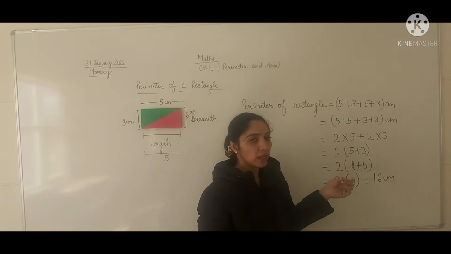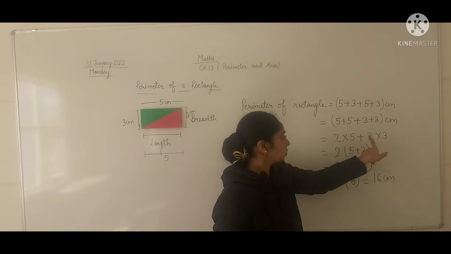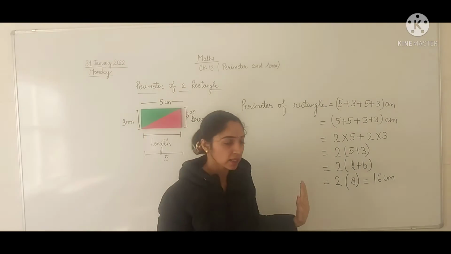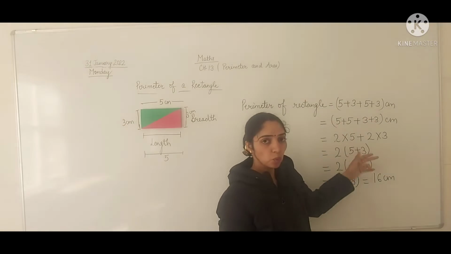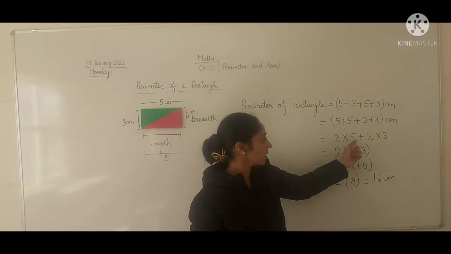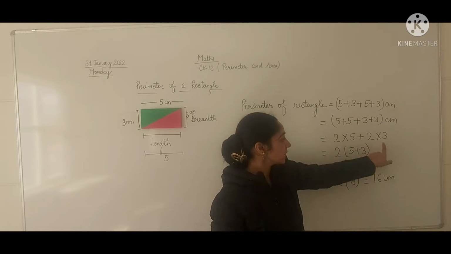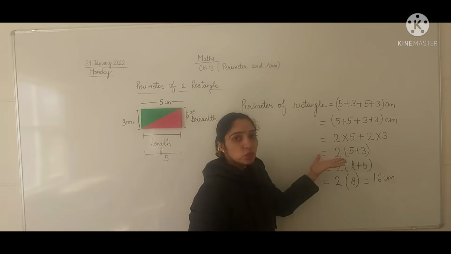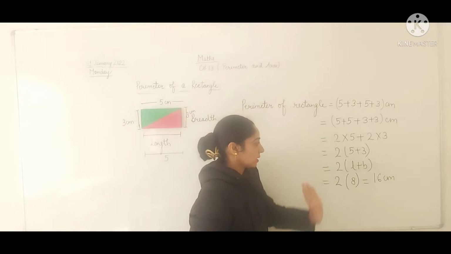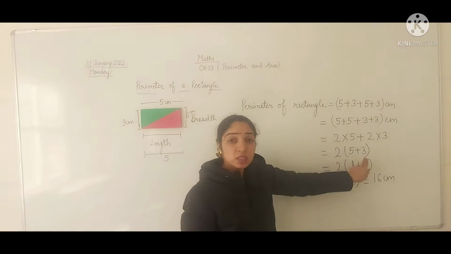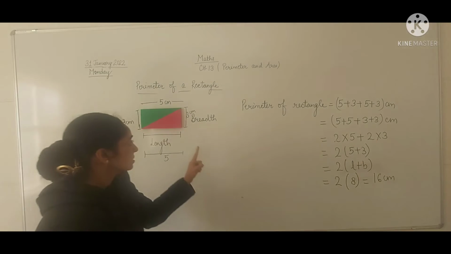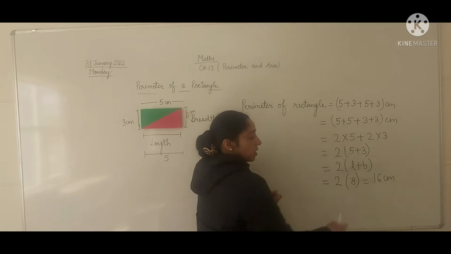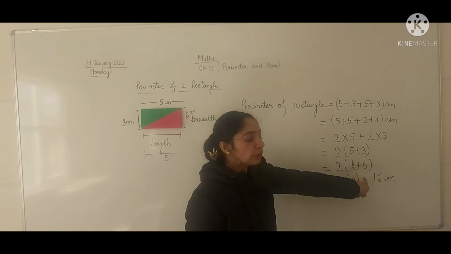Now we can take 2 common. We can take this 2 outside. And then what comes inside the bracket? This 5 plus this 3. Okay, this 5 plus 3 and we take out this 2. Okay, and what is this 5 and what is this 3? 5 is the length of this rectangle and 3 is the breadth of this rectangle, right? So we write here L for 5 and B for 3.